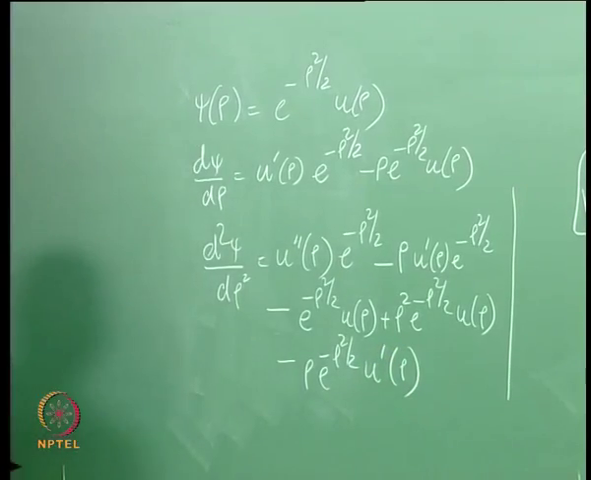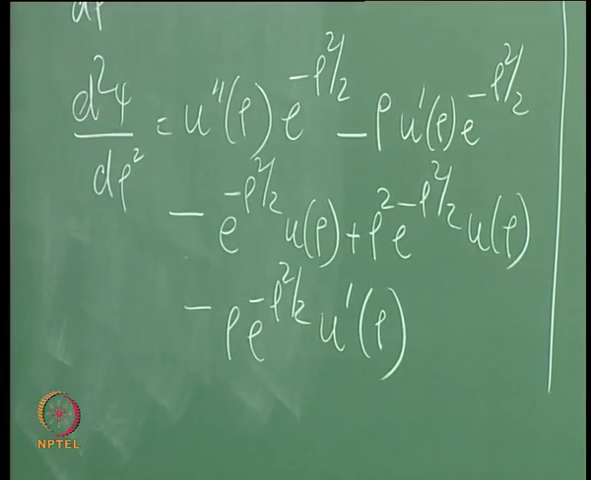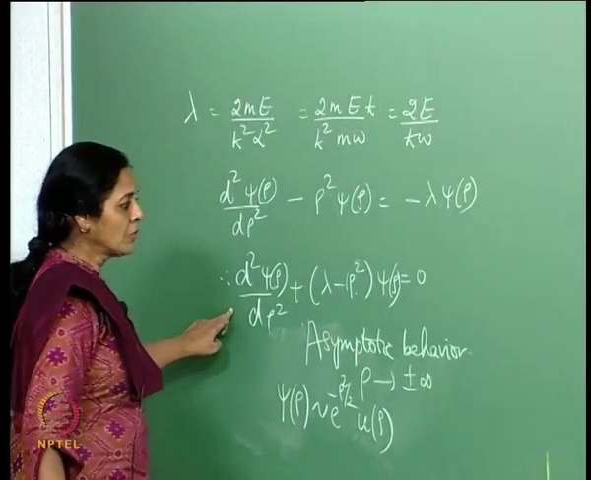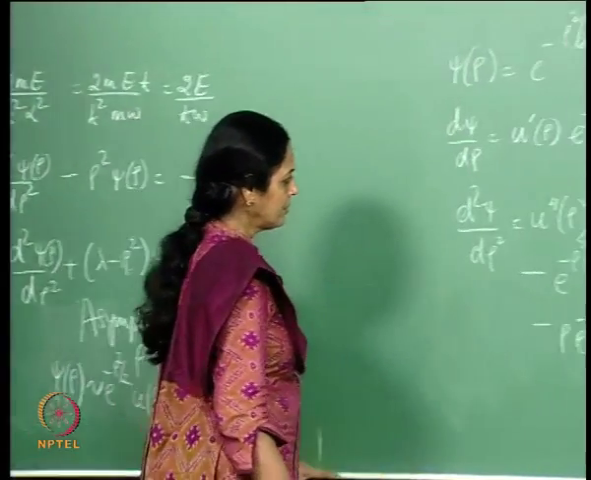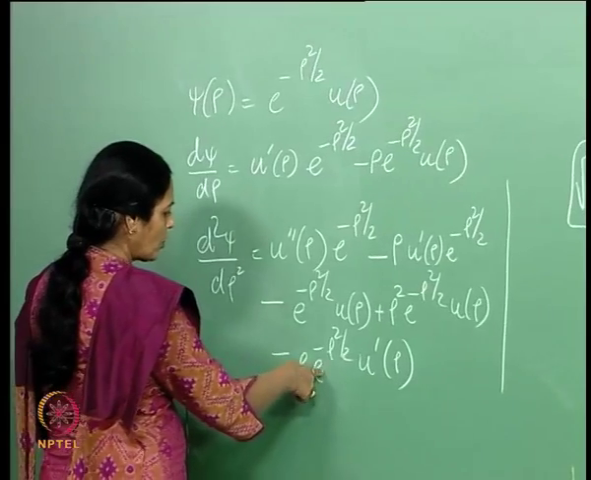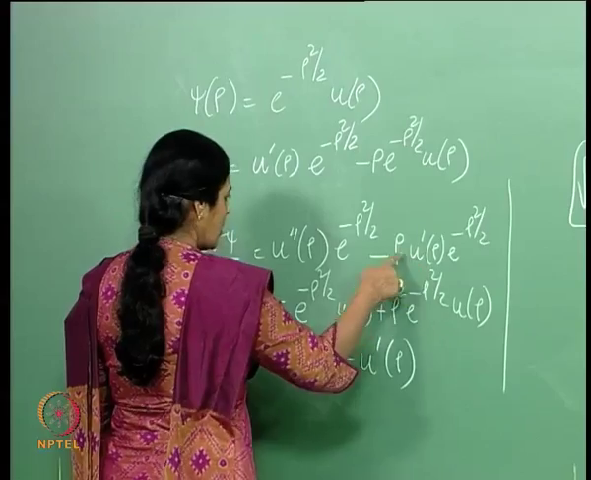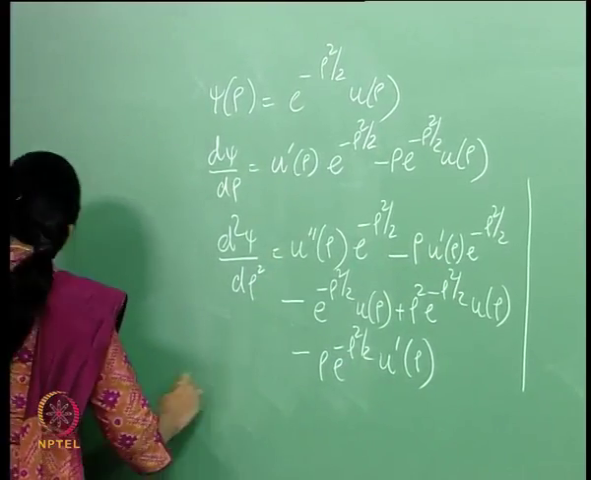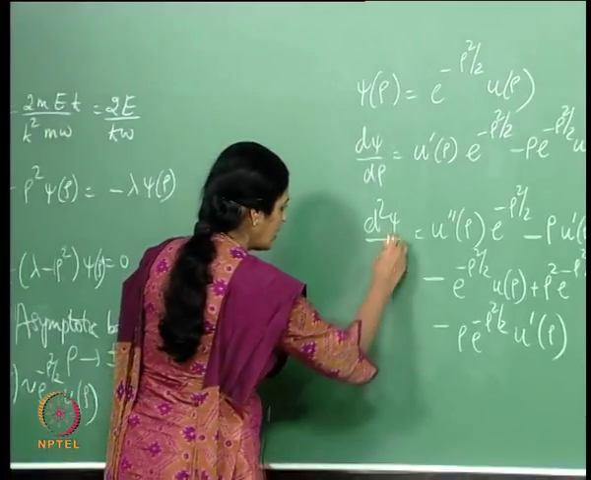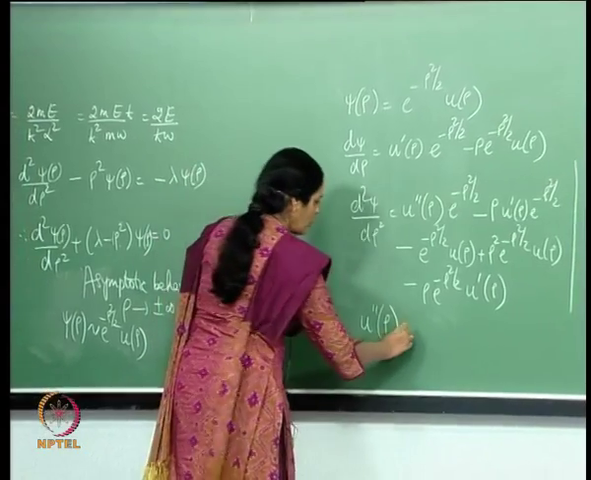So this is what I have for d2 psi by d rho squared, and then I substitute it back there. I am going to have an equation which involves u double prime and u prime, both of them. I have a minus rho e to the minus rho squared by 2 u prime of rho, and the same thing out here, so that gives me a minus 2 rho, and therefore the equation itself becomes d2 psi by d rho squared gives me u double prime of rho.